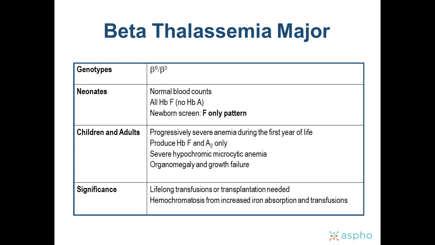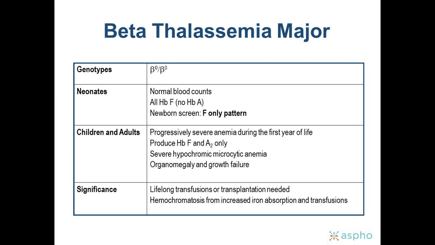Beta thalassemia major, the classical way to get it is homozygosity for the null lesions. Again, these neonates are going to be normal. They are going to have no anemia and no microcytosis, but they'll have an F-only pattern. And so that's a clue.